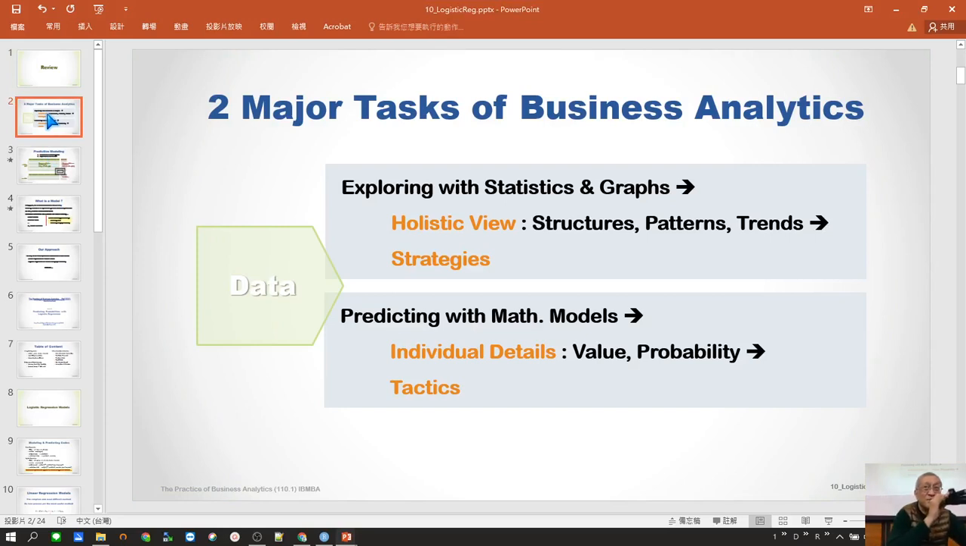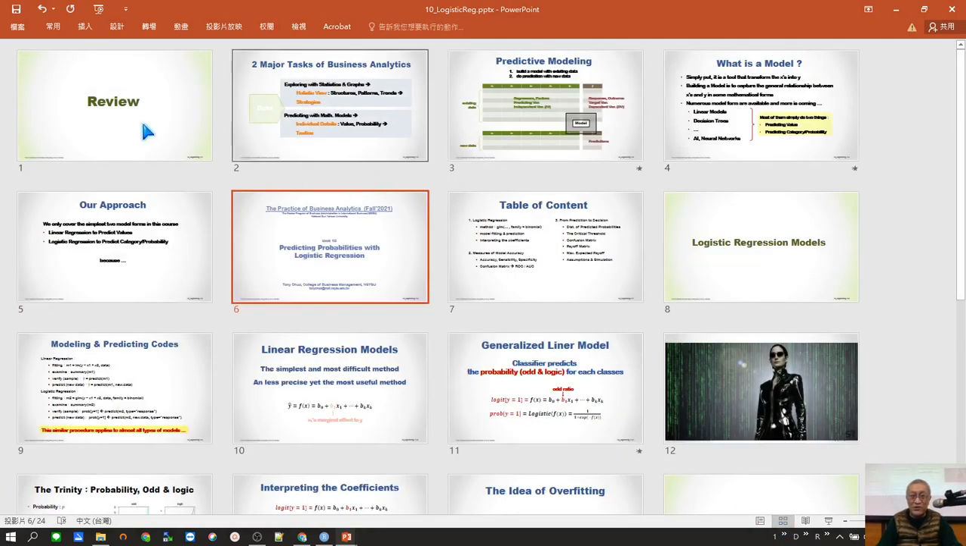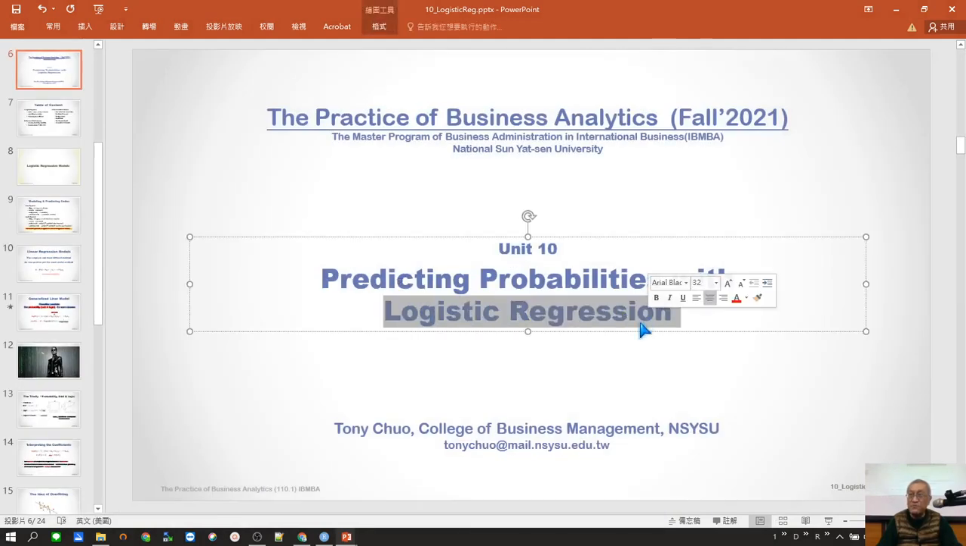Okay. I know that there is some mathematics that we need to cover when we go into linear regression and logistic regression. I will try to keep it simple, but inevitably, we will run into some of that. Okay, so now let's talk about the other type of model, which is logistic regression.